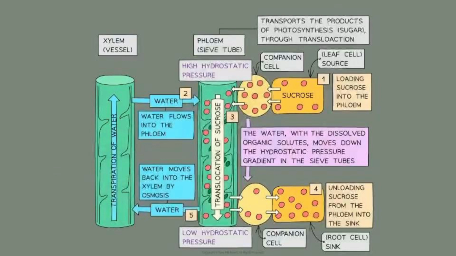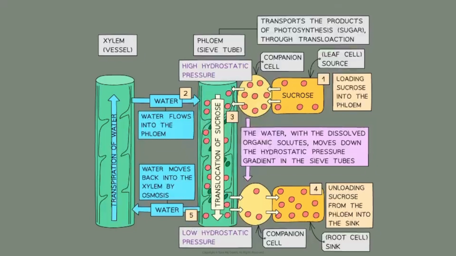The sink could be anything. It's important to remember here that the hydrostatic pressure gradient is dependent on water moving in and out of the xylem vessels via osmosis. Again, this probably sounds very confusing, so please do go have a look at the visuals to try and understand this a bit better. I'm also going to quickly go over the model that was used to show the mass flow hypothesis.